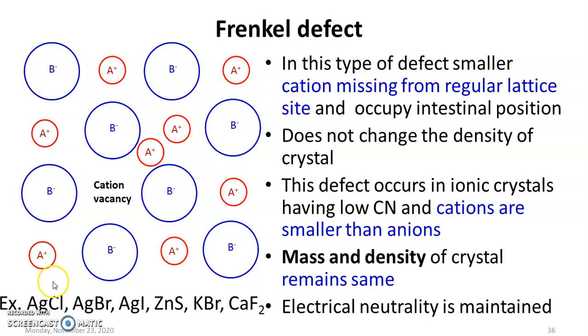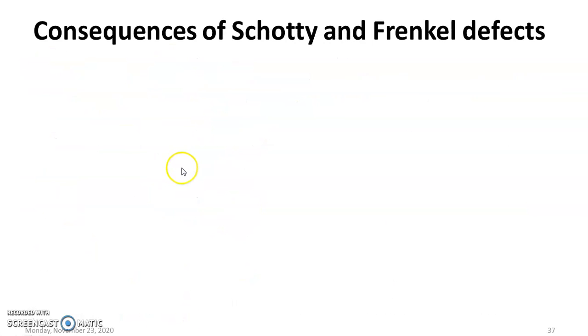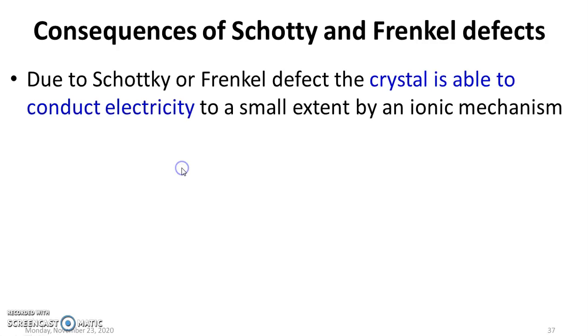These are the examples of Frenkel defect: silver chloride, silver bromide, silver iodide, zinc sulfide, potassium bromide, calcium fluoride. Here cations are much smaller than the anions. Now, what are the consequences of Schottky and Frenkel defect?